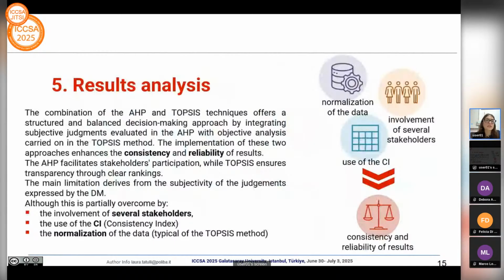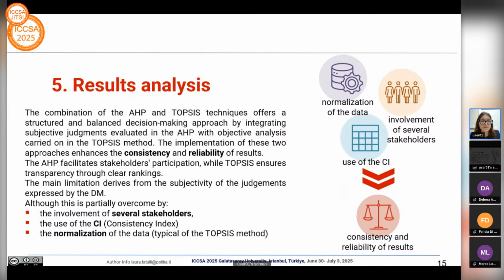And then we conducted the results analysis, in particular the combination of the AHP and the Topsis techniques as a structured and balanced decision-making approach, and this implementation has enhanced the consistency and the reliability of the results. It is important to highlight, though, some limitations, which derive mostly from the subjectivity of the judgments expressed by the DMs. Even though there are these limitations, they are partially overcome by the involvement of several stakeholders, so the consideration of several points of view, the use of the consistency index, and the normalization of the data, which is typical of the Topsis method.